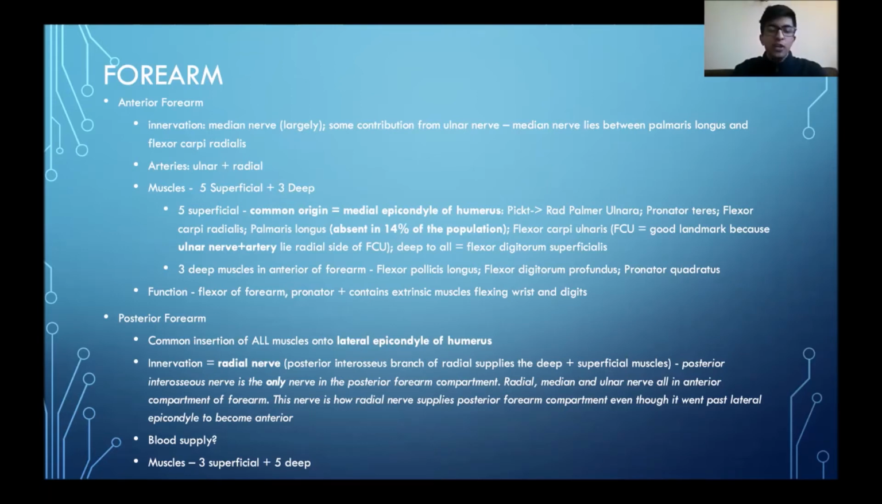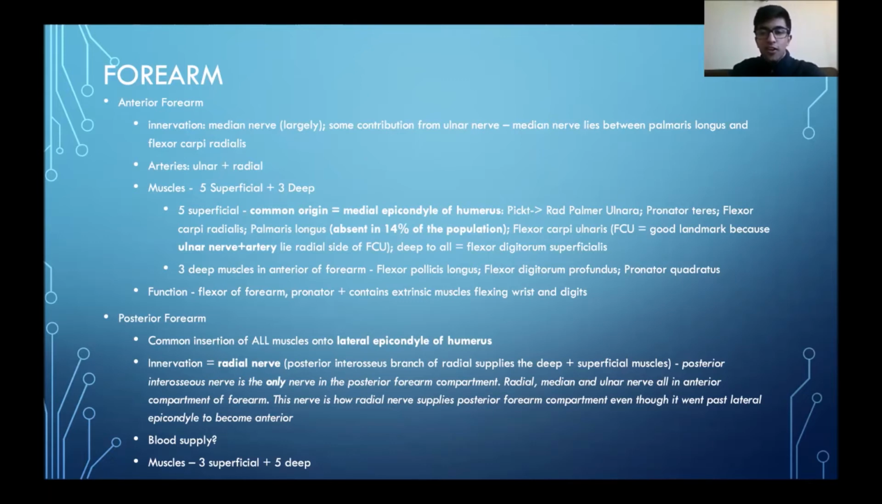Blood supply. Anyone know the blood supply of the posterior forearm compartment? Anyone want to hazard a guess? Shall I make that your homework? I'm going to ask you for next session, what is the posterior forearm blood supply?